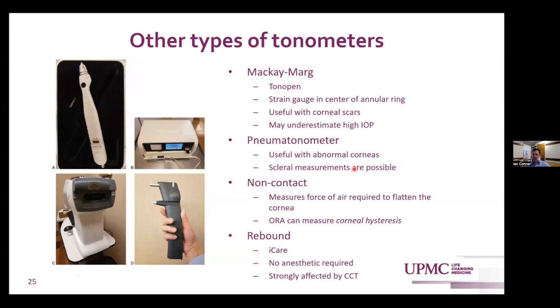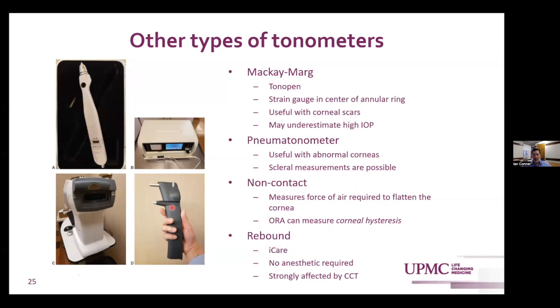And I have some patients with prosthetic devices, plastic corneas, basically. So I have to measure over the healthy part of the eye. Non-contact tonometers, like the air puff tonometers, measure the force of air required to flatten the cornea. And one version of this non-contact can measure corneal hysteresis, which in the last couple of years has become very popular, and to stratify risk for both glaucoma and progression of glaucoma in our patients.